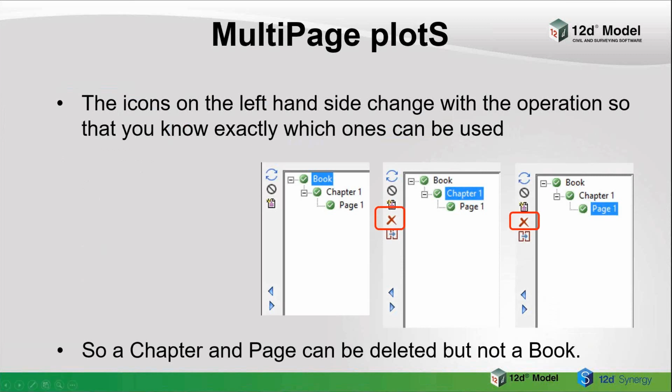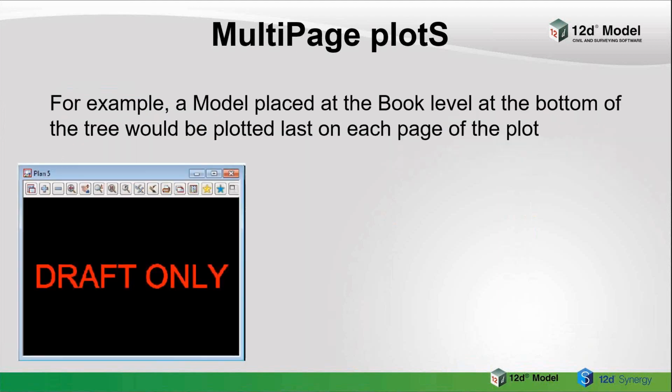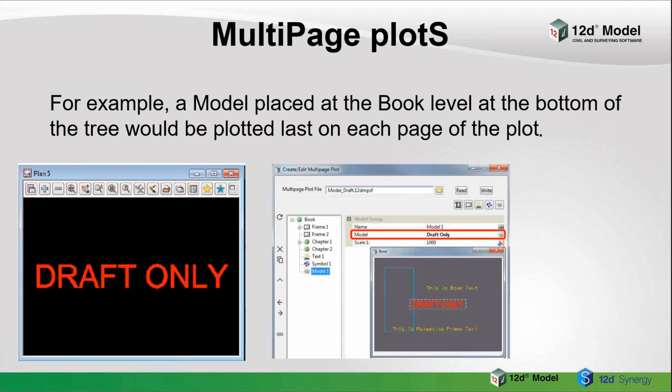The order of the drawing items in the tree, it's relative to a page and within a page. So basically what the order is determines the drawing. So if something like a model is before a particular page, it gets drawn first before the information on the page, and there might be a model later on which then would be drawn last. So an example here, if I had a model called draft only, I'm going to place that as a model, and I'm going to put it at the end, in the book level at the end, what will happen is they'll be plotted last for everything.